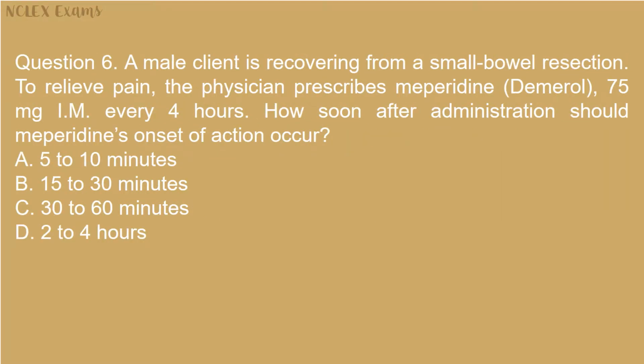Question 6. A male client is recovering from a small bowel resection. To relieve pain, the physician prescribes meperidine (Demerol), 75 mg IM every 4 hours. How soon after administration should meperidine's onset of action occur? A. 5 to 10 minutes. B. 15 to 30 minutes. C. 30 to 60 minutes. D. 2 to 4 hours.